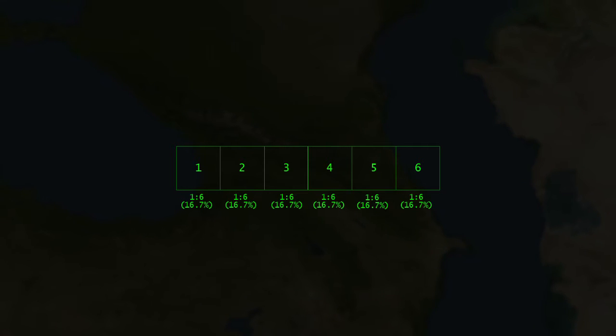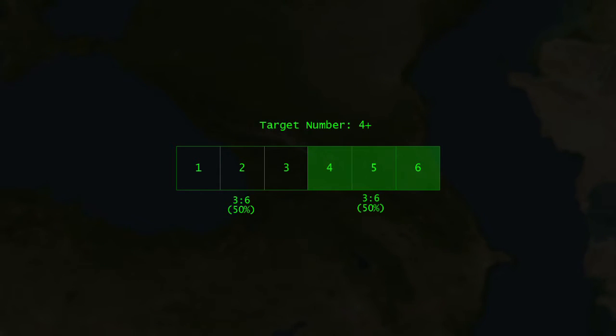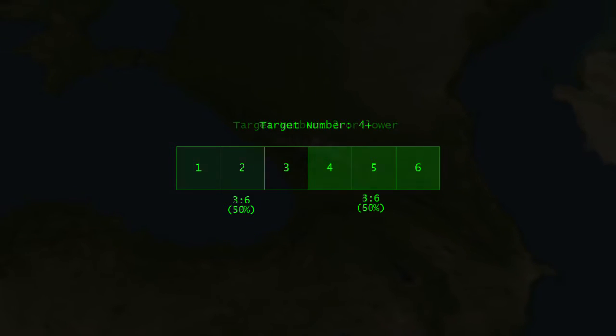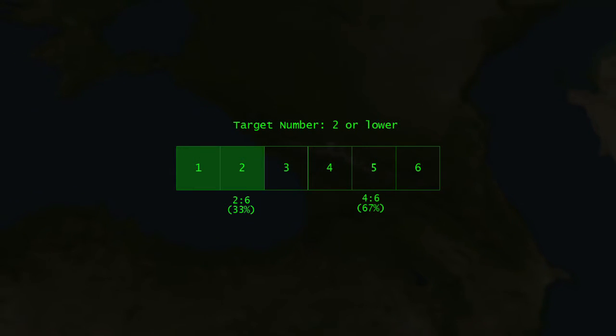If we look at our grid of results, we can graphically see how large our chance of succeeding or failing is. For instance, if we're trying to roll a 4 or greater, our chances of success are 50%, because half our possible results are 4 or greater. If we need to roll a 2 or lower, our chance of success is only 1/3.